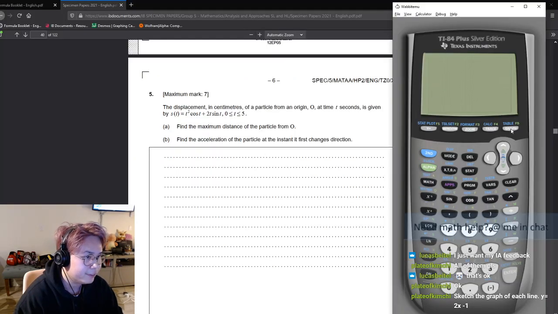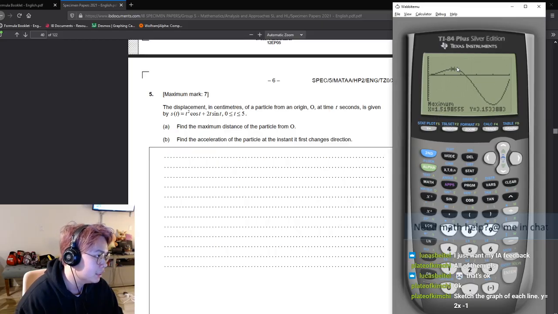So we go to our graph, and I need to find out this part. So we can just use second calculate, maximum value. And then again go through the parameters. It wants a left bound. It wants a right bound. And then you make a guess. So here's where my maximum will be. And this is where it first changes direction, at 1.52.